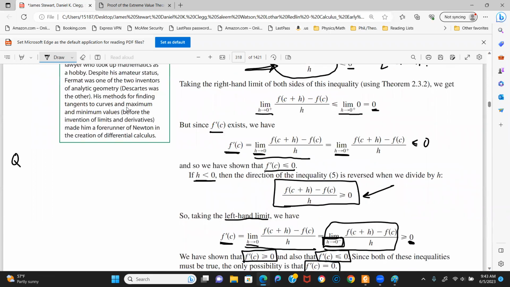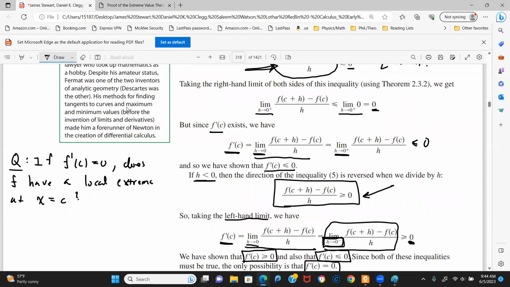So here's a natural question that can arise. If f prime of c is zero, does f have a local extrema at x equals c? That is, does it have a local minimum or maximum? And the answer is unfortunately no. In other words, we're asking, does the converse hold? This is what's called the converse statement.